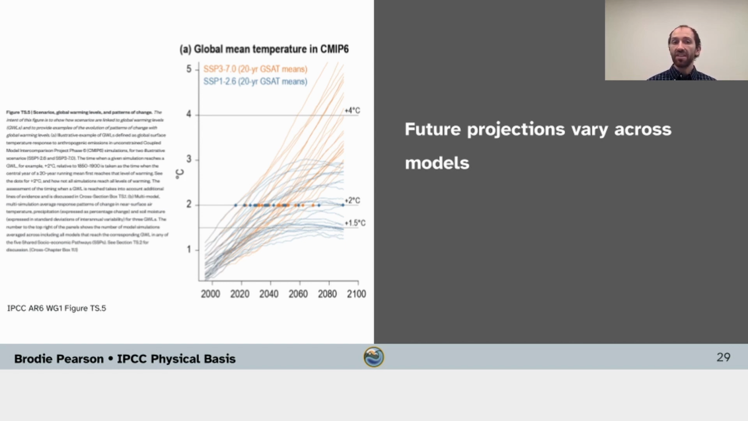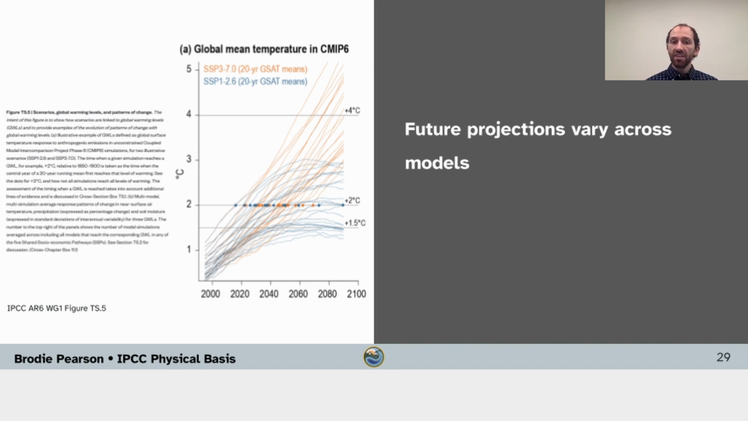The two different colors here represent two different scenarios. Let's just look at the blue SSP1 2.6 scenario right now. What you can see is that there are a diverse range of projections coming from different models. So each of those individual lines is a different CMIP6 Earth system model and its projection.